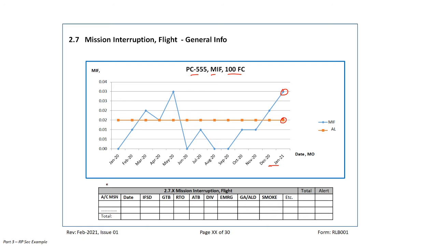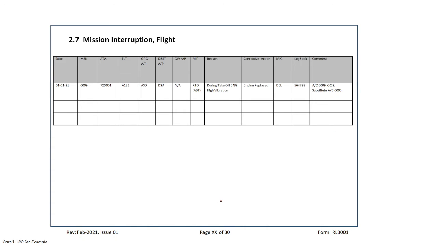Next subject, very quick, is the mission interruption flight summary table. We have here in-flight shutdowns, ground turnbacks, rejected takeoffs, turnbacks, diversions, emergency, go-around, smoke, etc. We can add some items, we can remove some items, again based on our experience and aviation authorities' requirements. Next slide is the supporting table for our mission interruption flight items.